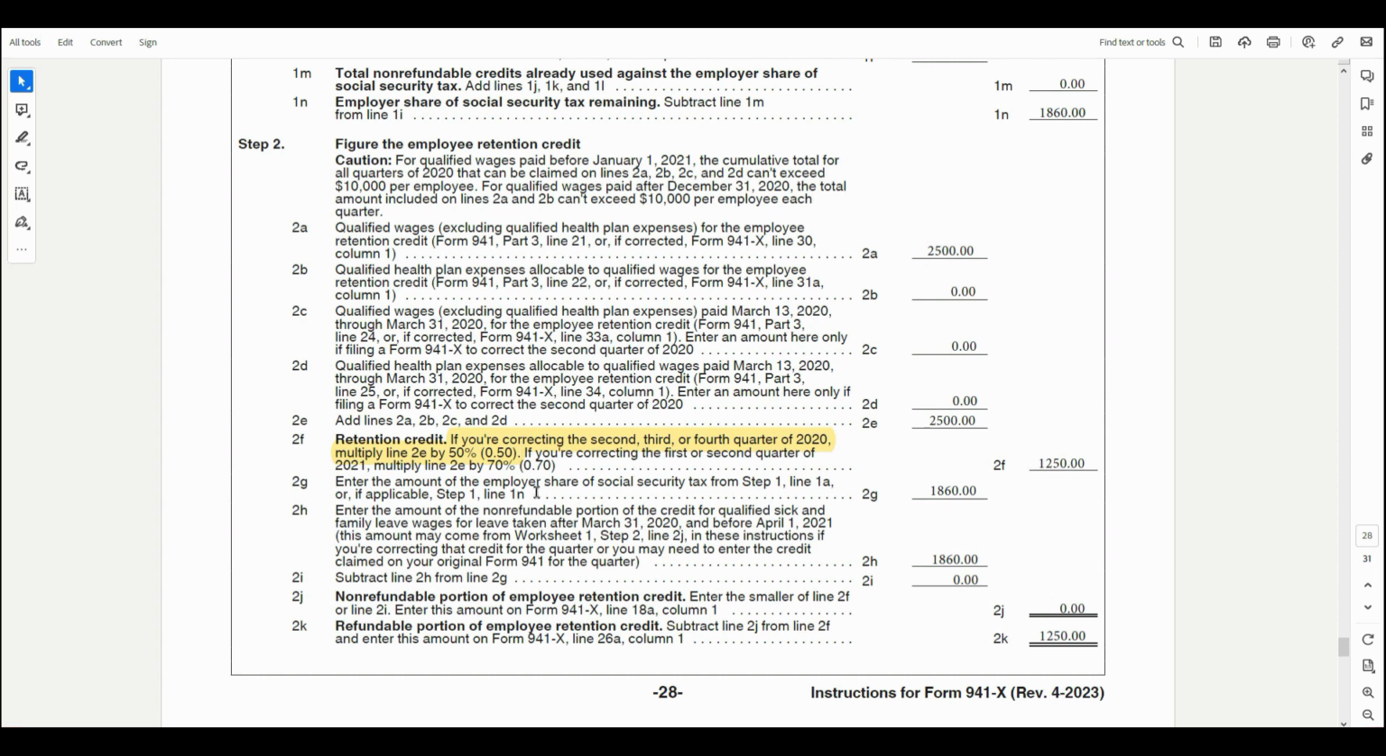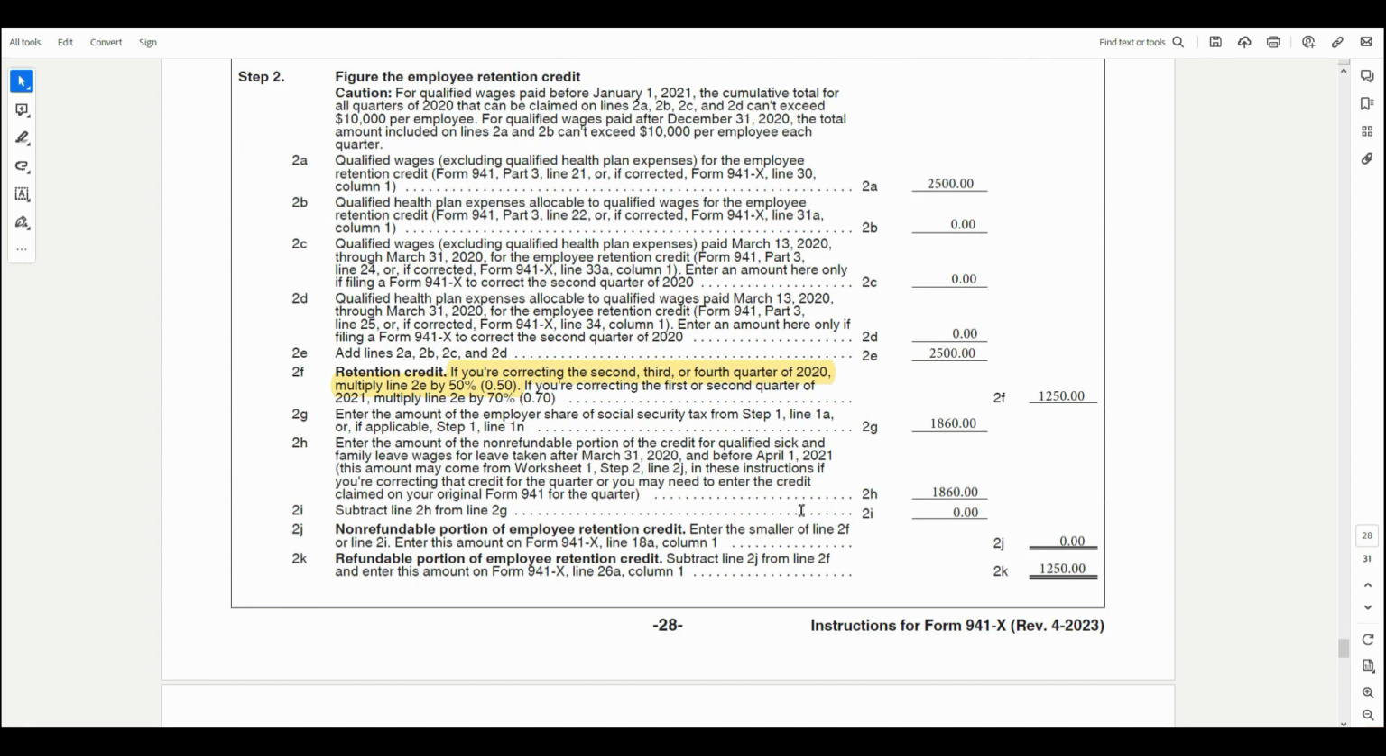Enter the amount of the employer share of Social Security tax from step 1. So we're going to put 1860 there. Enter the amount of the non-refundable portion of the credit for qualified sick and family leave wages for leave taken between March 31st and before April 1st, 2021.